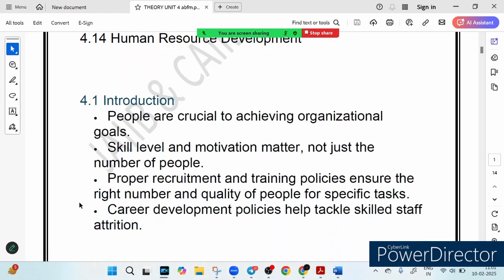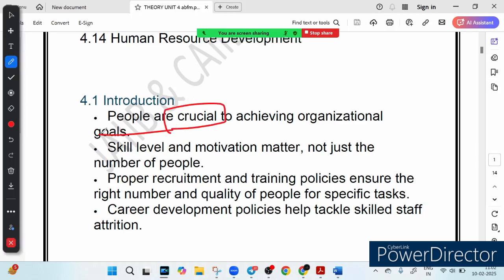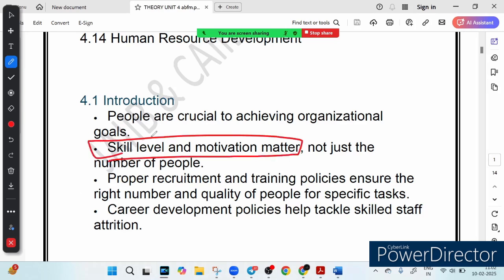So friends, why are people so important in an organization? Well, it is simple. Machines can run, but people make things happen. That is why people are called crucial. This word is super important. It is not just about numbers. Having skilled and motivated people is what brings real results, not the number of people.